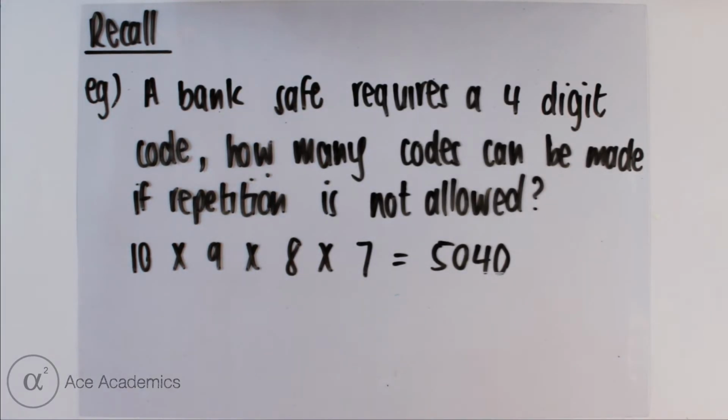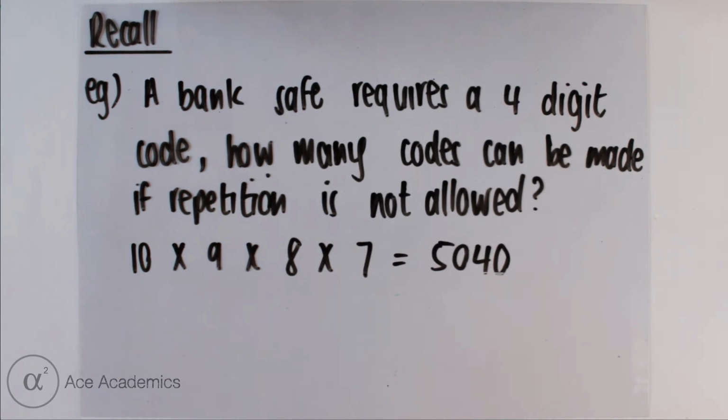Let us quickly recall an example that we did in the previous video. A bank safe requires a 4-digit code. How many codes can be made if repetition of digits is not allowed? And the answer to this is simply 10 times 9 times 8 times 7, because in the first position there's a total number of 10 digits that can be used. In the second position there's a total number of 9 digits that can be used because repetition is not allowed. And so forth with the third and the fourth positions.